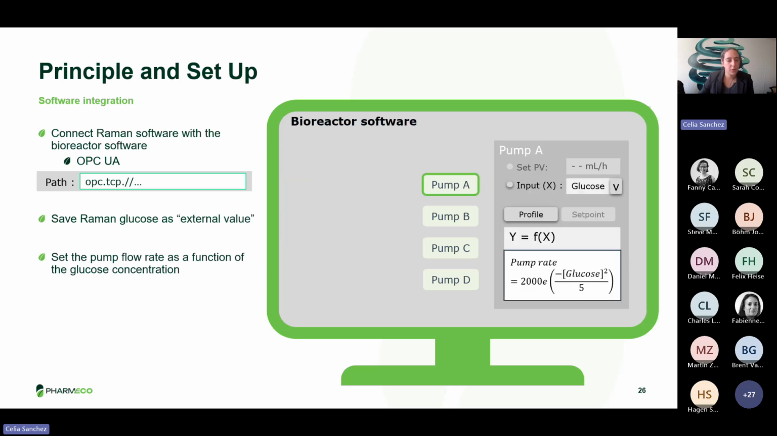So now what we just have to do is to set the pump rate as a function of this glucose concentration. So here was the formula that we used. The pump rate was really a function of the glucose concentration, and each time we had a new value for the glucose concentration, the pump rate adapted automatically to this new value.